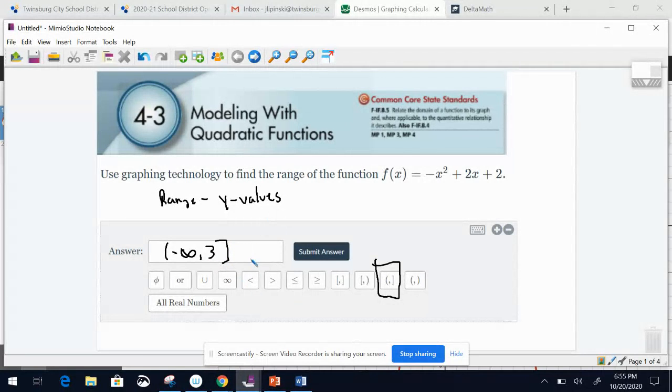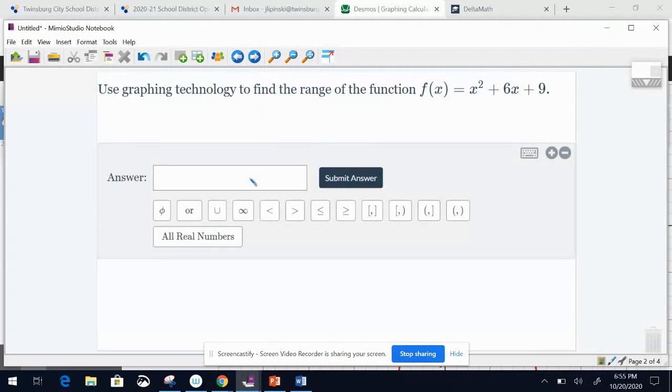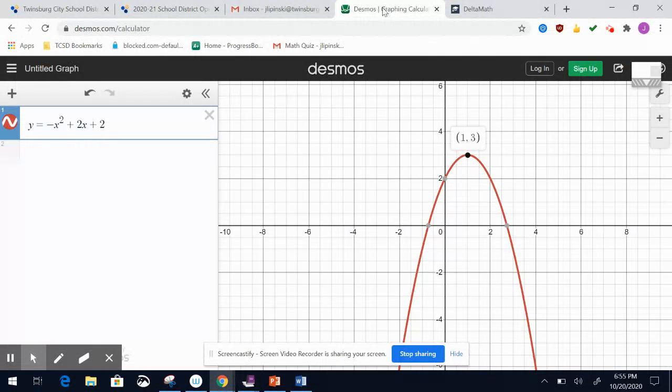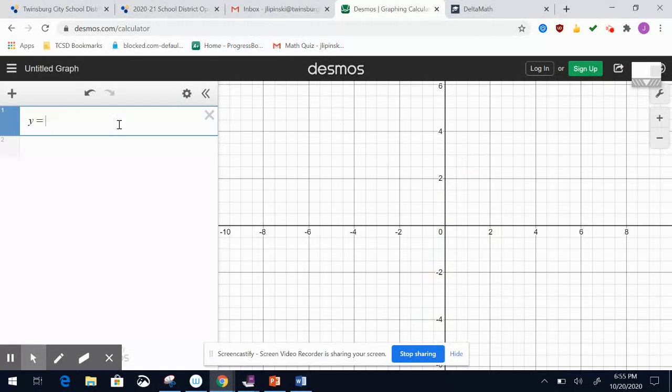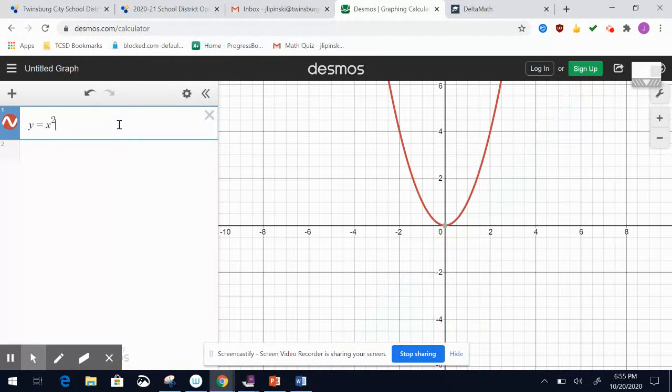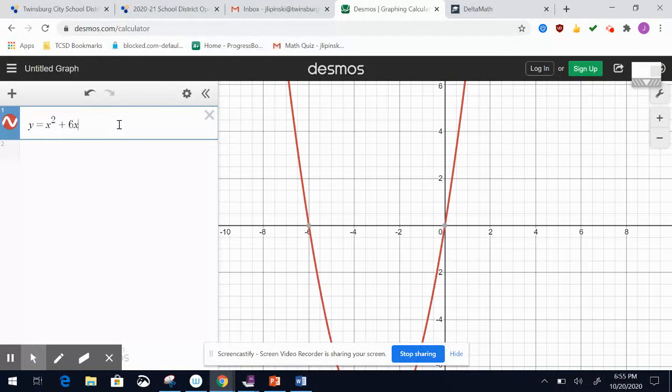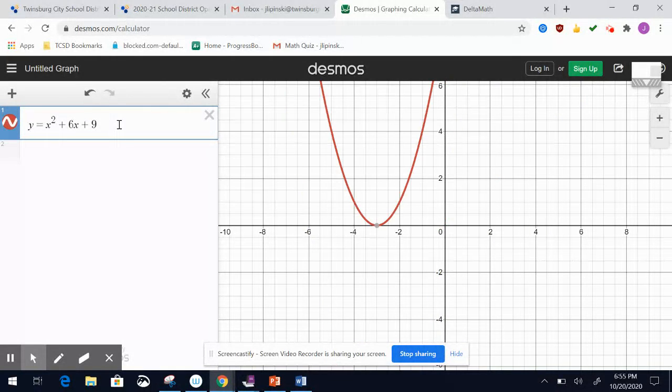Okay, looking at the next problem. Use graphing technology to find the range of this function. The range, again, is the y value. So again, go back to Desmos, and we have y equals, and this one was, I believe, a positive x squared plus 6x. Make sure you type it in correctly, plus 9. So if you look at this parabola, you click on the vertex there. Where does the y value start? Well, this one starts at 0 and then goes up.